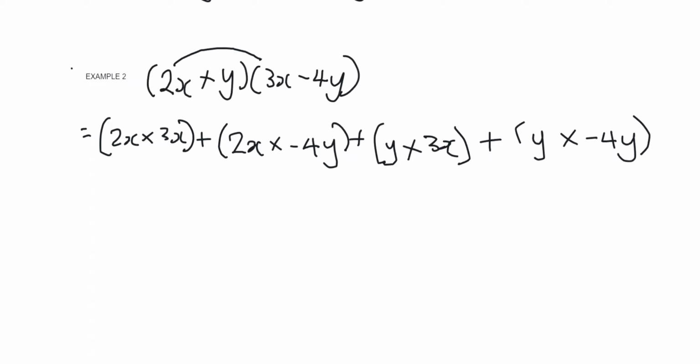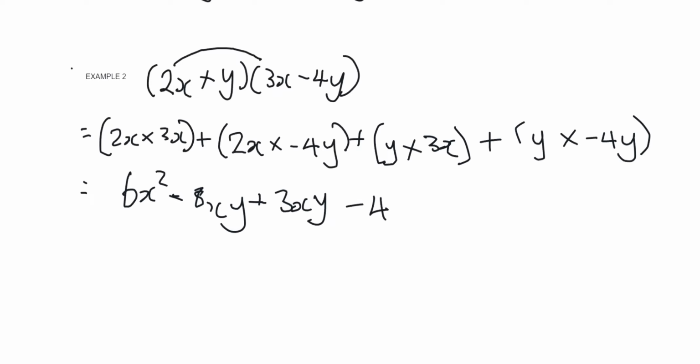So then what is it that you're going to have? You are going to have 6x squared, subtract 8xy. This is subtract xy. And then what is it that you're also going to have? You're going to have plus 3xy. And what else are you going to have? You are going to have negative 4y squared.